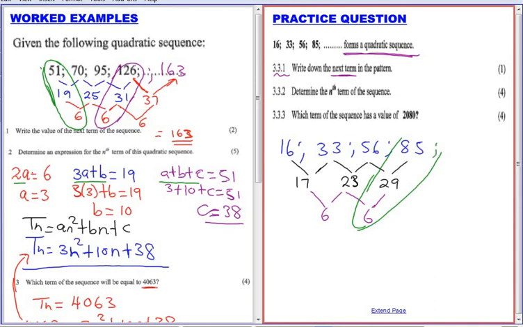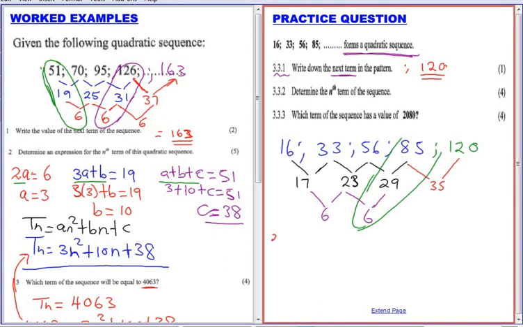So you should get 120. Otherwise, if you're that person, you just have to add 6 to 29 for the next difference, which should be 35, and then add 35 to 85, whichever way makes you comfortable, as long as you're getting the solution. So write down the next term. The next term would definitely be 120 here. That is the answer you were supposed to put for that 1 mark.